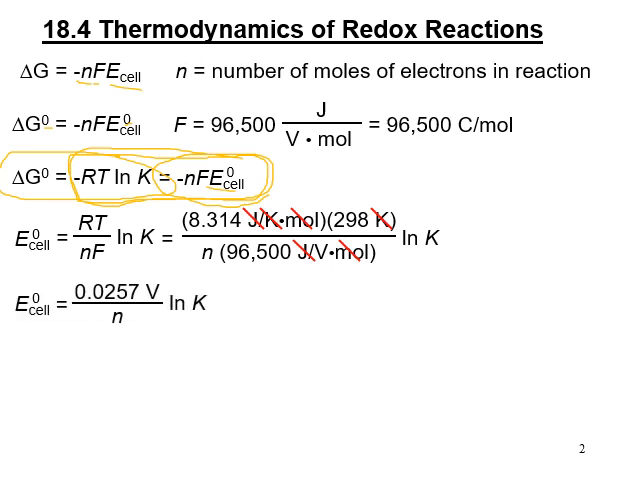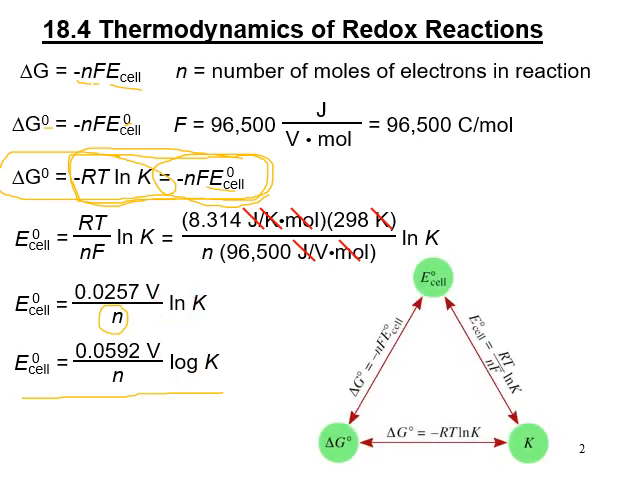This E of cell then, for any two half cells you decide to put together, is going to equal the 0.257 volts, which is a conglomeration of all those constants over the number of moles of electrons transferred. If you prefer logs instead of ln's, this is another equation that illustrates the same thing as this one. Okay, so that's the difference between those two.